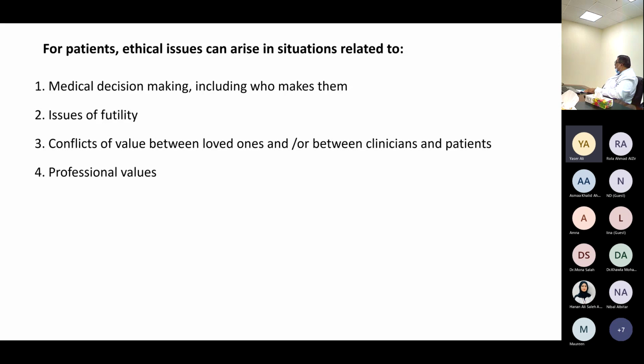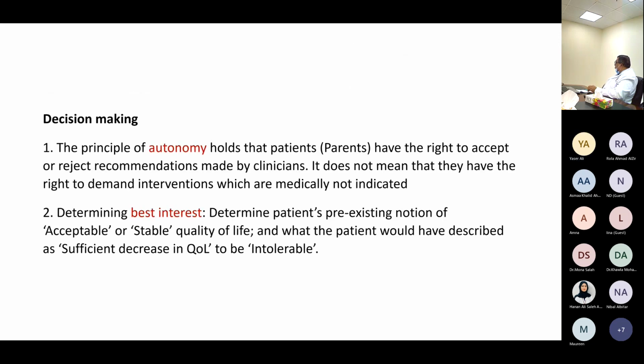For patients, ethical issues can arise in situations related to medical decision-making, including who makes them, issues of futility, conflict of values between loved ones and or between clinician and patients, and professional values. In decision-making, the principle of autonomy means the parents of the patients have the right to accept or reject recommendations made by clinicians, but it doesn't mean that they have the right to demand interventions which are not medically indicated. Determining best interest means determining the patient's pre-existing notion of acceptable or stable quality of life and what the patient would have described as a sufficient decrease in quality of life to be intolerable.